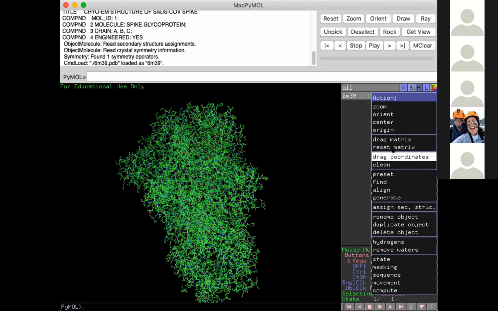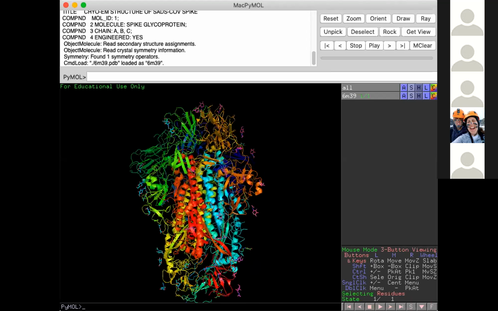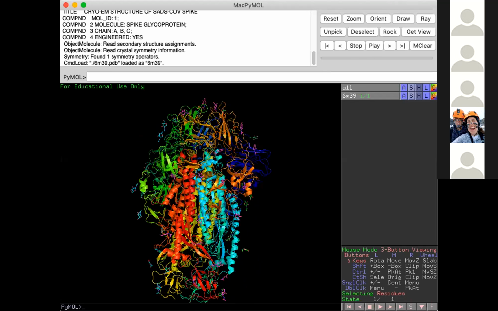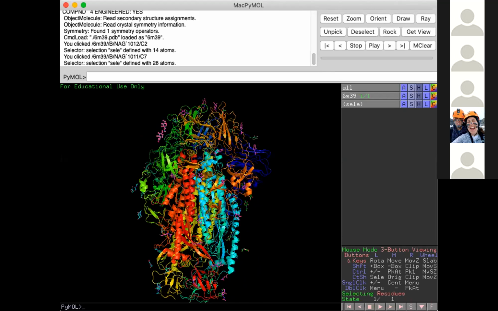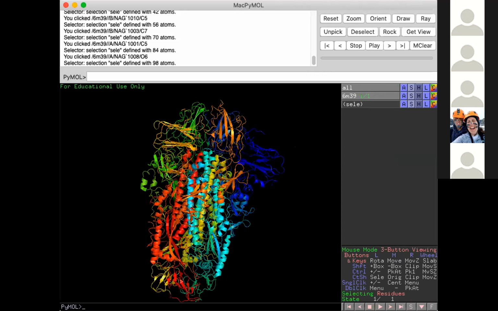I'll just go ahead and do action, preset, pretty. Okay, so here's what it looks like. And again, it's a pretty big structure. It's got a lot of extra, just on the ends I can see already. These are little molecules that are probably fragments left over from the crystallization. It was probably in the liquid that was used to crystallize. So I'm just going to hide the sticks because it's not part of the protein. That's just part of the crystallization liquid, okay?